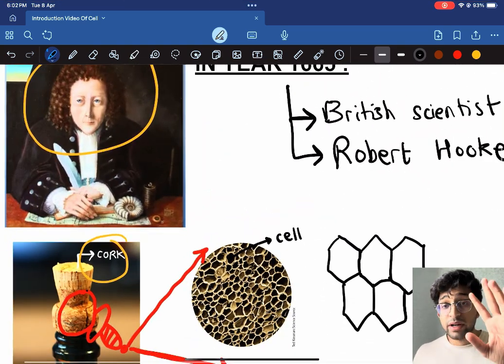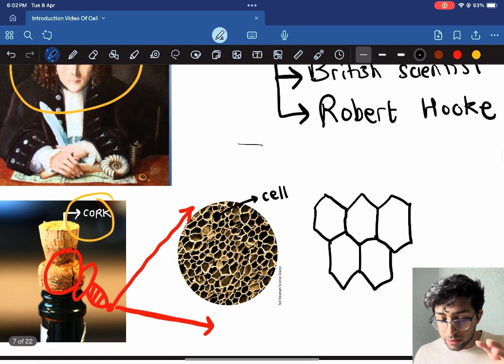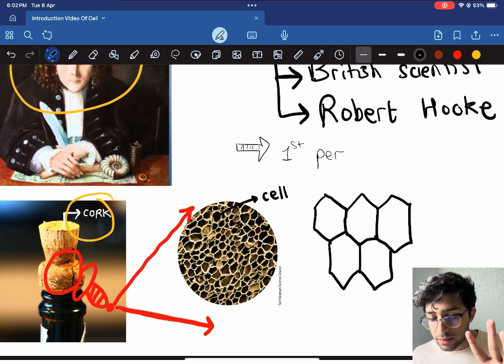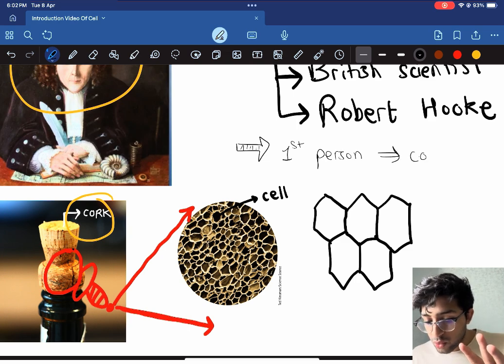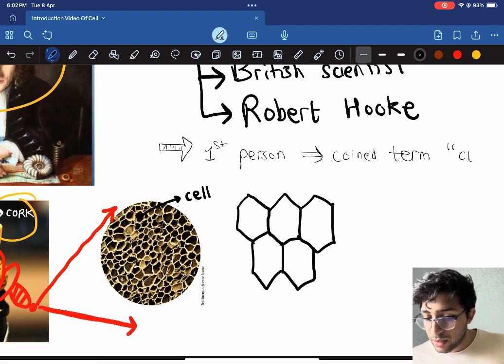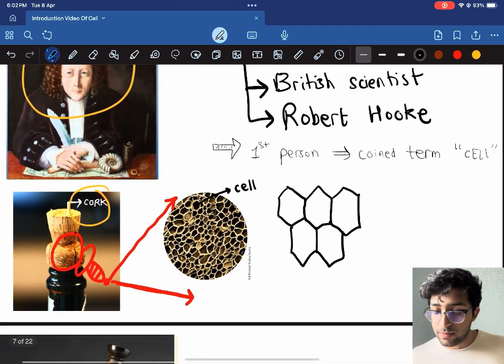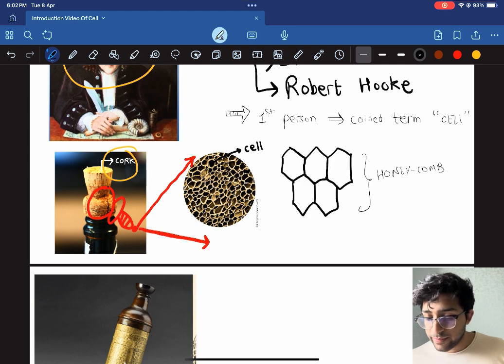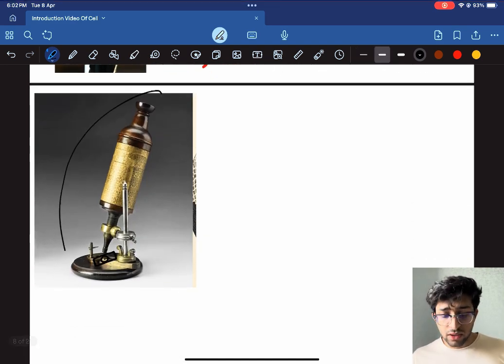So what did Robert Hooke do? He was the first person to coin the term cell. And from where? From the honeycomb, he found a honeycomb-like structure. And this was the microscope which Robert Hooke used.